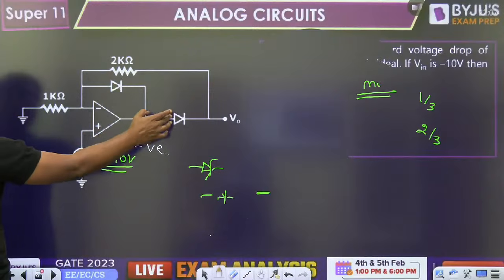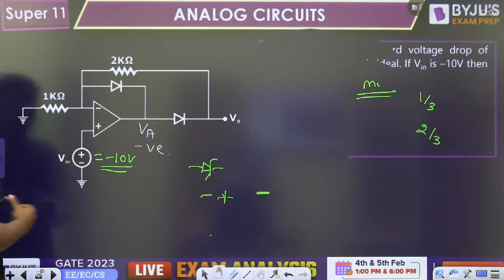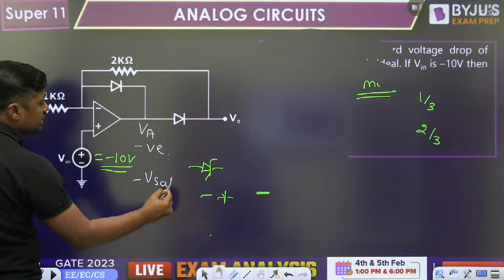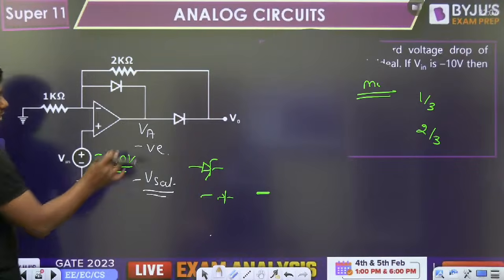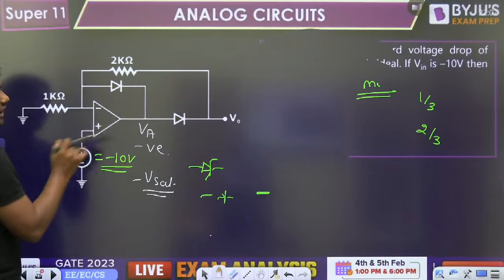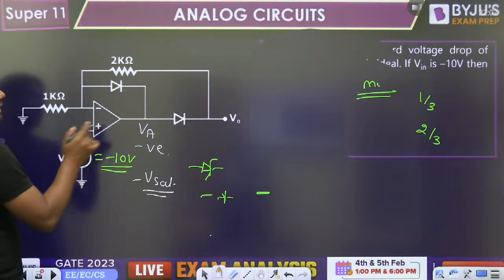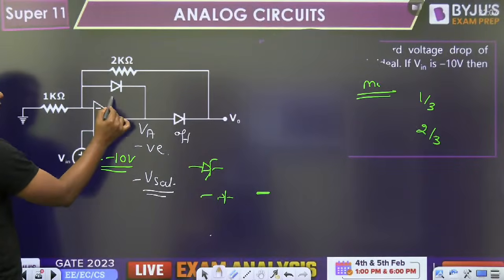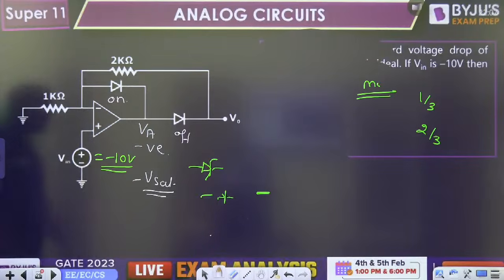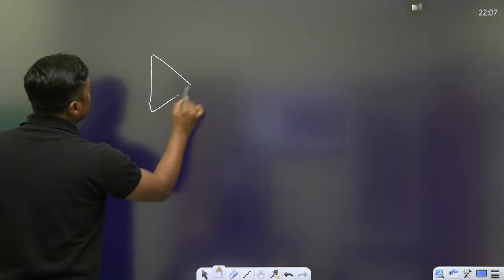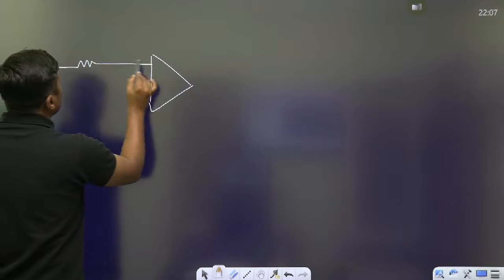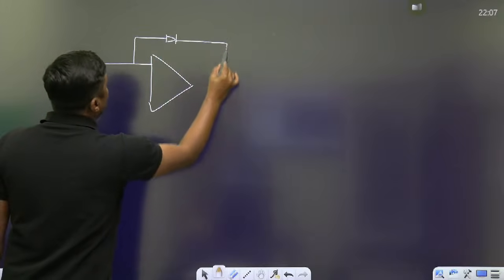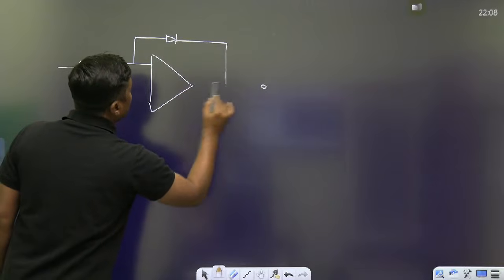Initially both the diodes are off, and that's why it is trying to move towards what? Negative saturation. But once it reaches negative 0.7 volt, what will happen? This diode will remain off because it is a negative value, and because negative is connected to negative terminal, this diode will be on. Now tell me, if this diode is on, there will be the negative feedback. So what about the diagram? This diode is on. This diode is off.